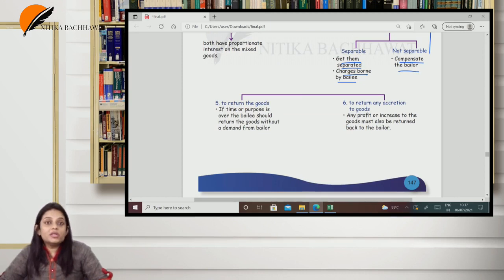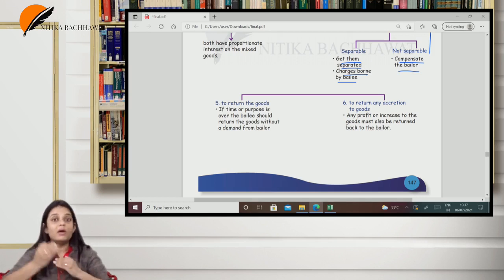The next duty is to return the goods back. Obviously, you cannot keep the goods beyond the time specified. So, if the purpose for which the bailment was made is over, it is attained, you have to return the goods back. You cannot retain the goods. So, he must return the goods back and to return any accretion to the goods.